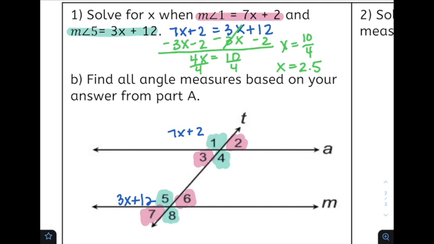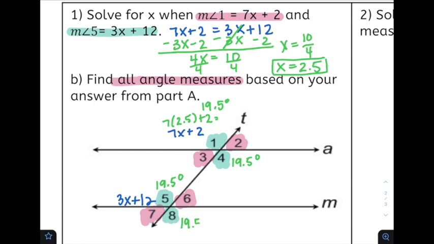I need to substitute x to get all the angle measurements, because we have our first part, but now we need to find all angle measurements based on part A. So if I know this is 7 times 2.5 plus 2, this is going to be 19.5 degrees. That means this will be 19.5 degrees, this will be 19.5 degrees, and this one will be 19.5 degrees.